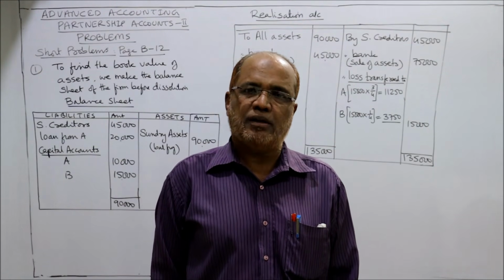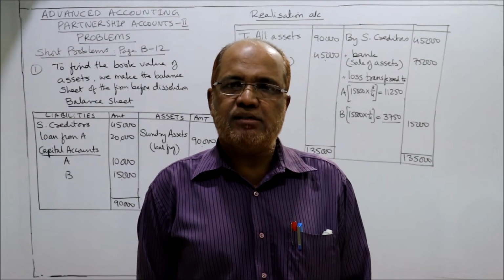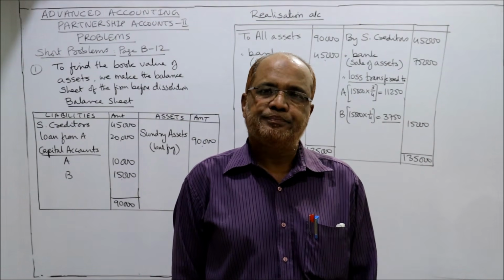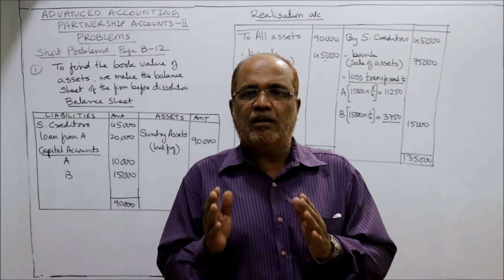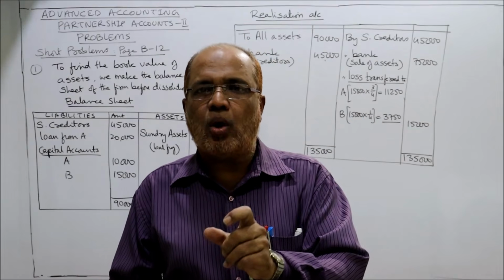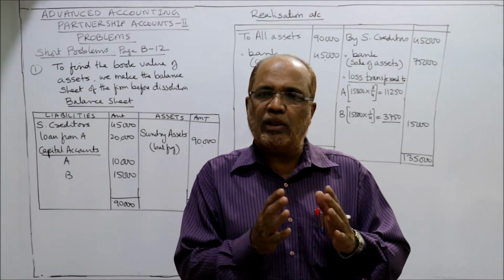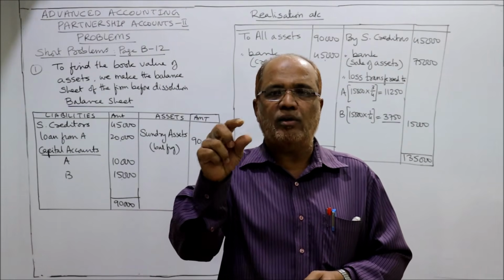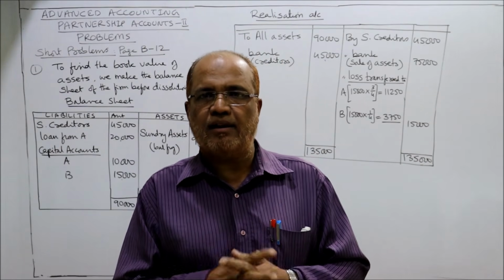First, we have discussed what we mean by dissolution of firm. When the relationship between the partners comes to an end, the business is closed, all the assets are sold, liabilities are paid, and accounts are settled. That is called dissolution. On dissolution, a number of entries have to be passed to close the books of accounts. The first entry is to transfer all assets to realization: realization account debit to all the assets individually at their book values. Second entry, transfer all the liabilities and provisions to realization: liabilities account debit, realization credit; provision for bad debts account debit to realization. This is the second entry.